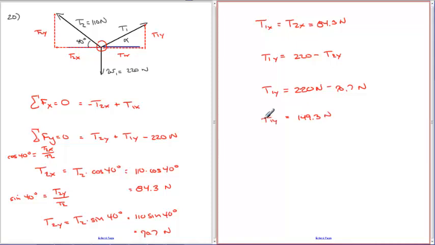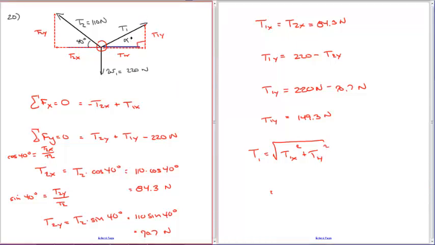Okay, so now we have the two legs of this triangle, and to find the tension, we can find the tension as well as the angle. So it says determine the weight W2, which is the same as the tension in this wire, and the angle. So T2, using the Pythagorean theorem, is actually T1, sorry. T1 is equal to the square root of T1x squared plus T1y squared, because they're the two sides of a right triangle. Here's a right angle, so it's the Pythagorean theorem.